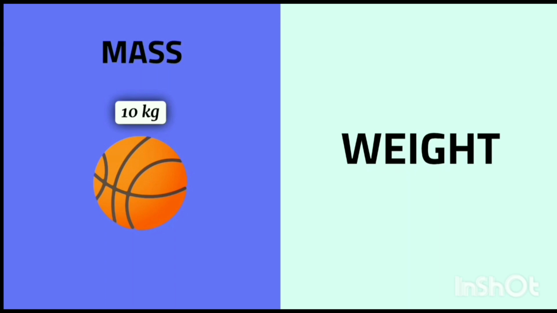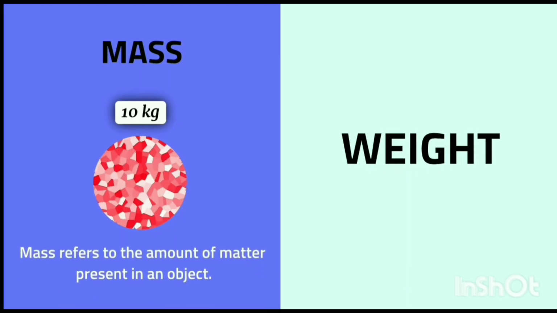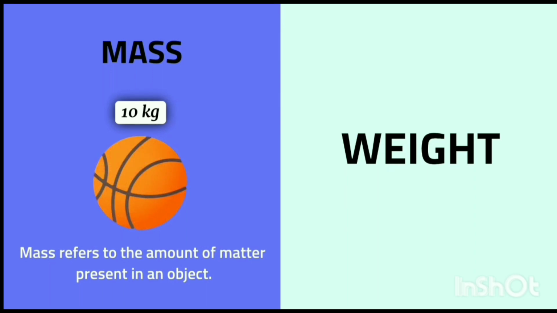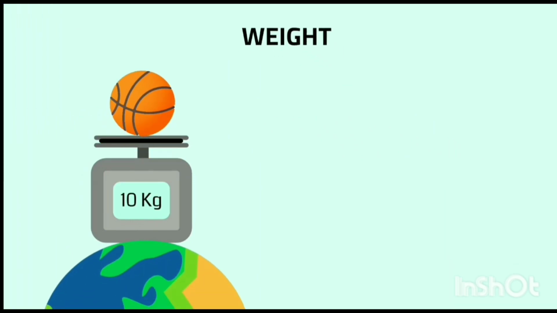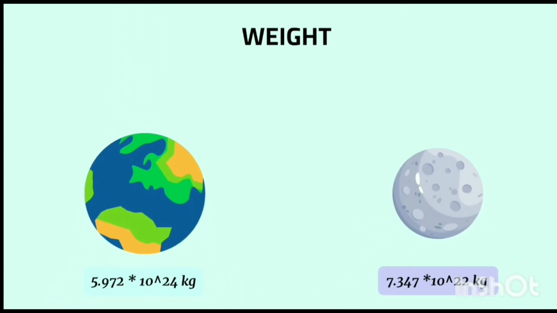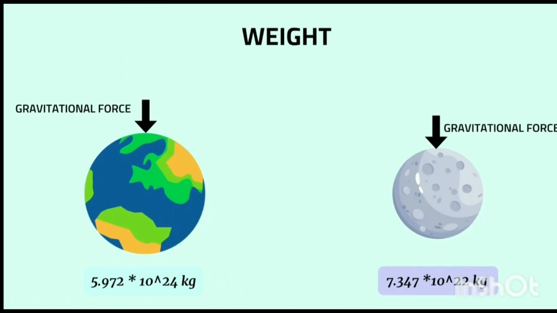But what is weight, and how is it different from mass? Mass refers to the amount of matter present in an object. It does not vary anywhere in the universe, but weight isn't like that. For example, if a ball weighs 10 kilograms on Earth, we will not get the same weight on the Moon. Why is that?